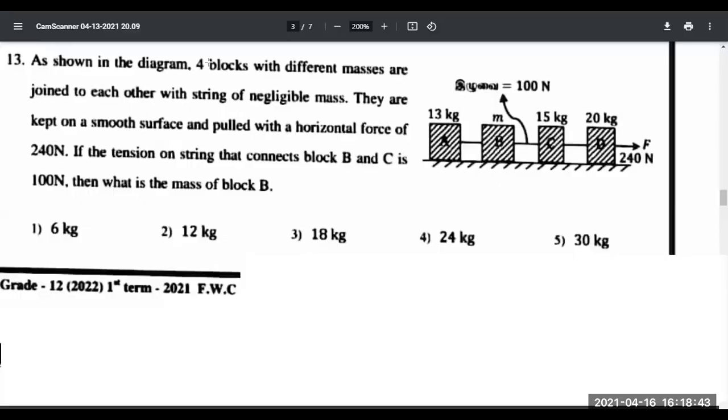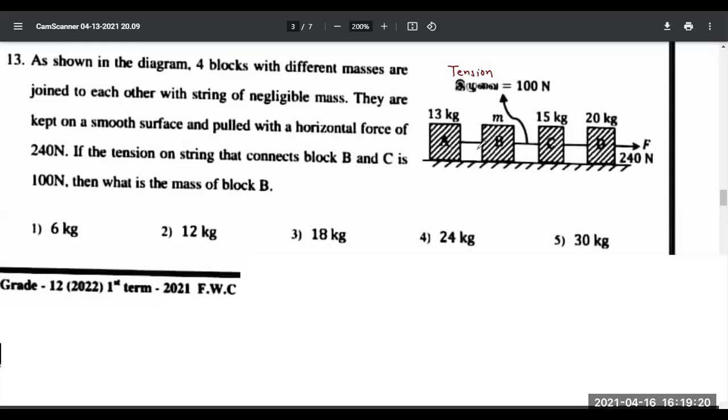Question number 13. It's about F equal ma probably, and the elaboration means tension. It's tension. As shown in the figure, 4 blocks with different masses are joined to each other with strings of negligible mass. So these are light strings. They are kept on a smooth surface and pulled with a horizontal force of 240 Newton. If the tension on the string that connects blocks B and C is 100 Newton, then what is the mass of block B? Okay.